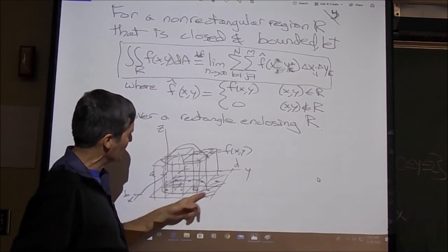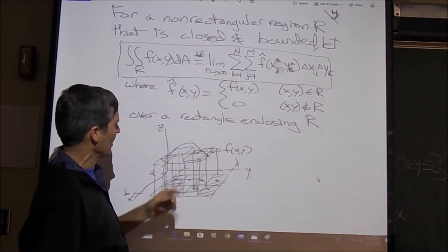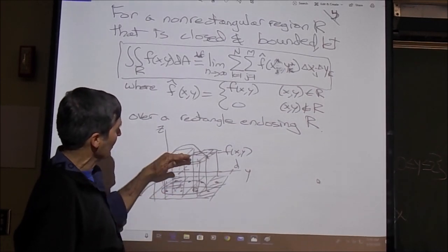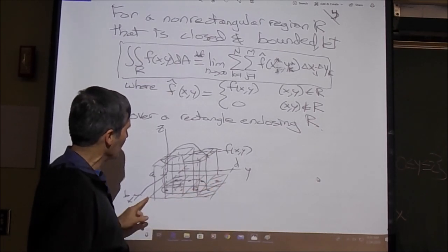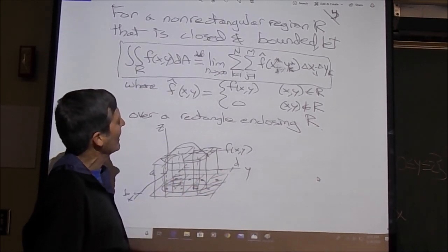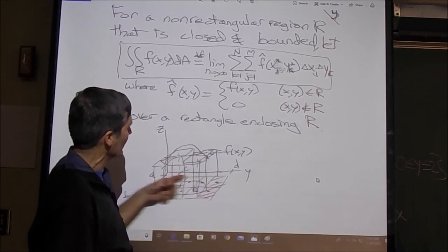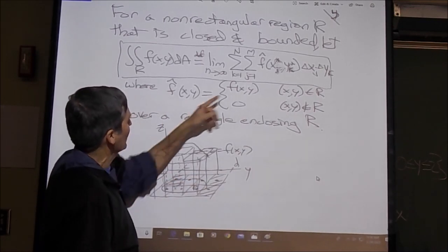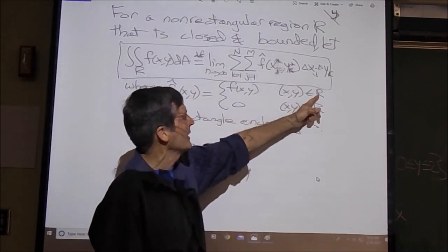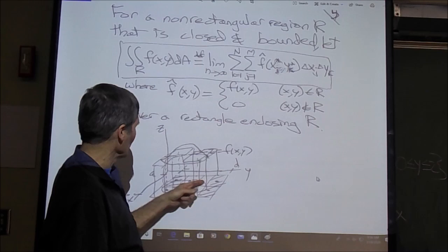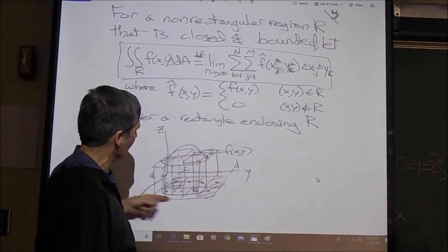So if I have a closed bounded region over which a surface sits, z equals f of x, y, and I want to estimate the volume below that surface over a non-rectangular region, I enclose it with my favorite rectangle, and then I partition the x and y axis in the same way, and I integrate over this enclosing rectangle not the original function, but the function f hat that's equal to the original function of x, y if it's in the region R, the non-rectangular region, and 0 if it's elsewhere in the rectangle.